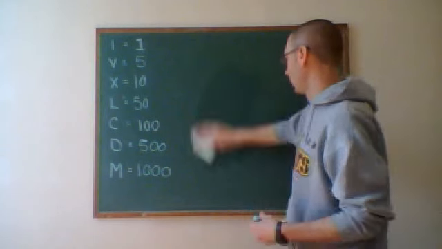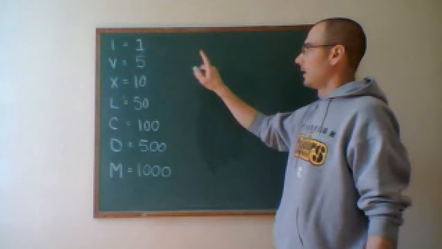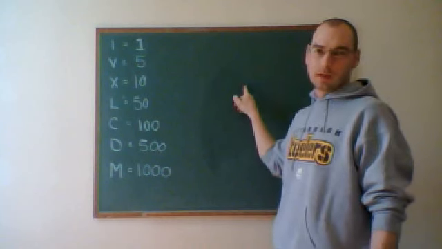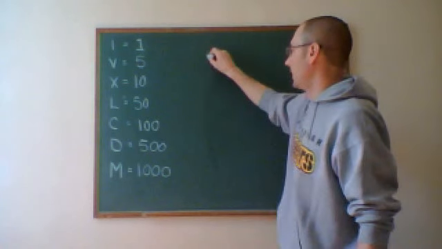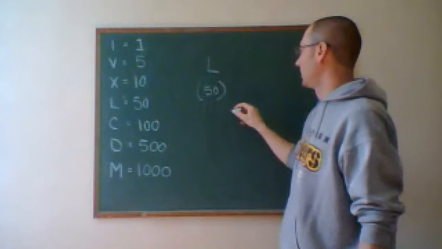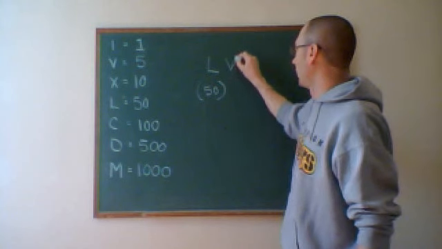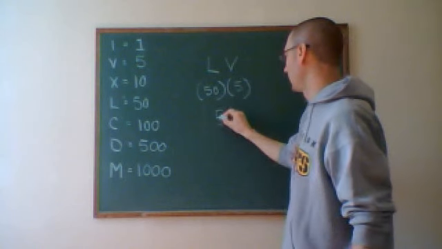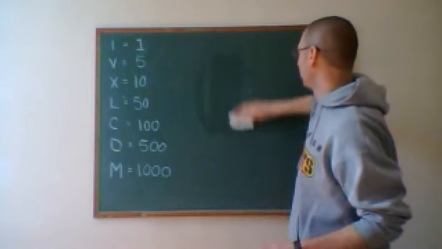A second rule that we want to know is that if we have a letter that follows a letter of greater value, then we must add. So if we have an L with a value of 50, and we have a following V with a value of 5, we would add, giving us a value of 55. So far, simple enough.